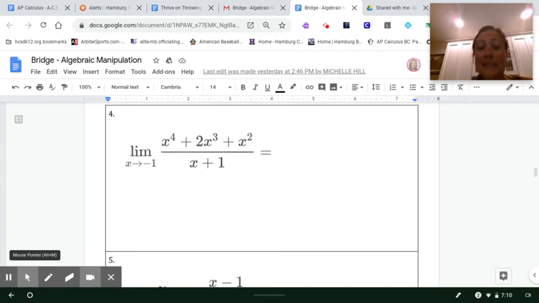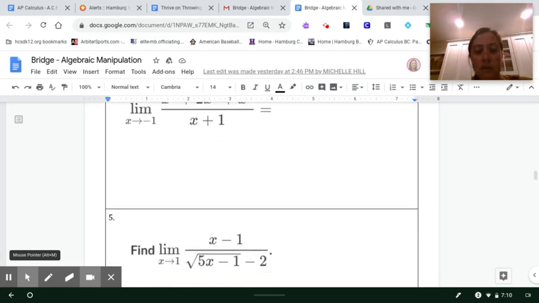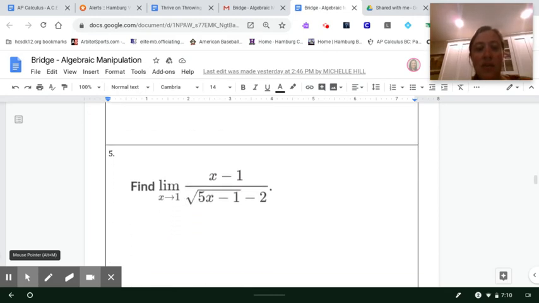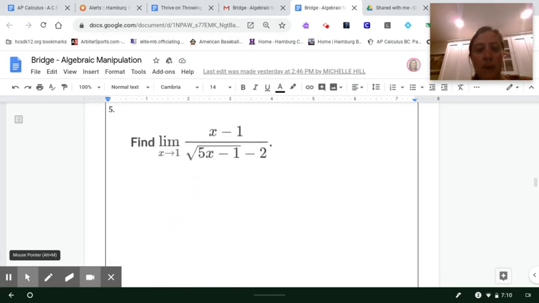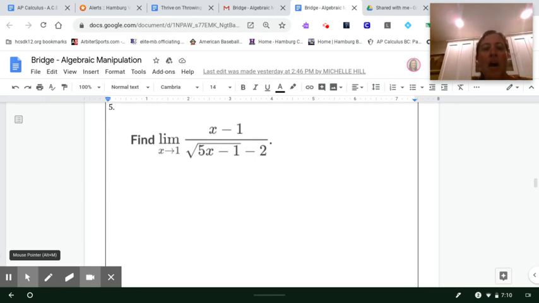I'm going to skip this one thinking we've got it down. And I'm going to get to an uglier one. Number 5. All right, you'll notice there's a beautiful radical in here. Or maybe I should say ugly, an ugly radical in here.